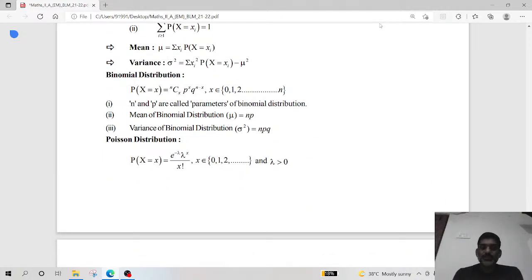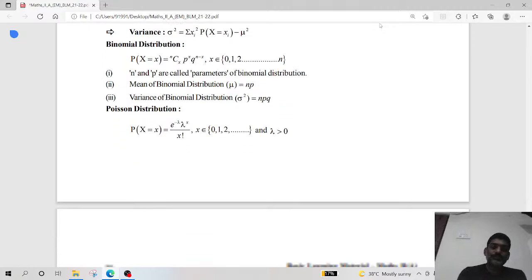Right, let us see the binomial distribution. P of X equals x is nCx p power x into q power n minus x, where x belongs to 0, 1, 2 and so on up to n. n and p are called the parameters of the binomial distribution. The mean of the binomial distribution is np, and the variance is npq. Next, Poisson distribution: P of X equals x is e power minus lambda into lambda power x divided by x factorial, where x belongs to 0, 1, 2 and so on, and lambda is greater than 0.